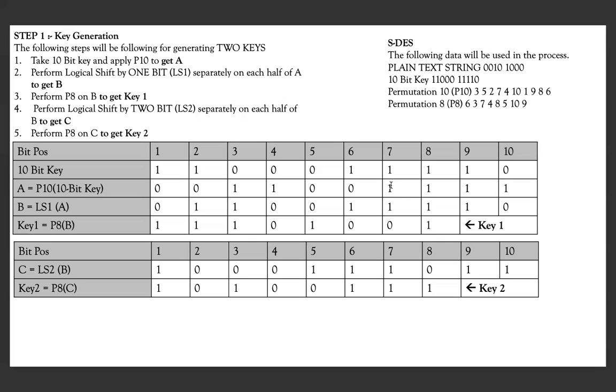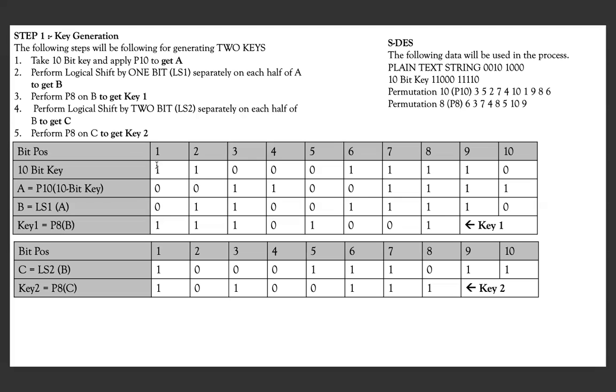Then the 9th bit, which is another 1. And then we got the 8th bit, which is another 1. And the 6th bit, which is also 1. So when I apply permutation 10 to my original 10-bit key, this is my resultant, which we are calling A. So A is P10 on my 10-bit key, and this is the result. Understood?